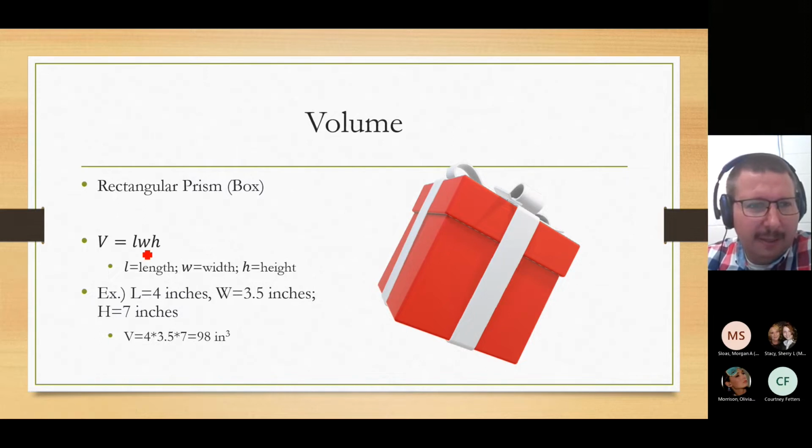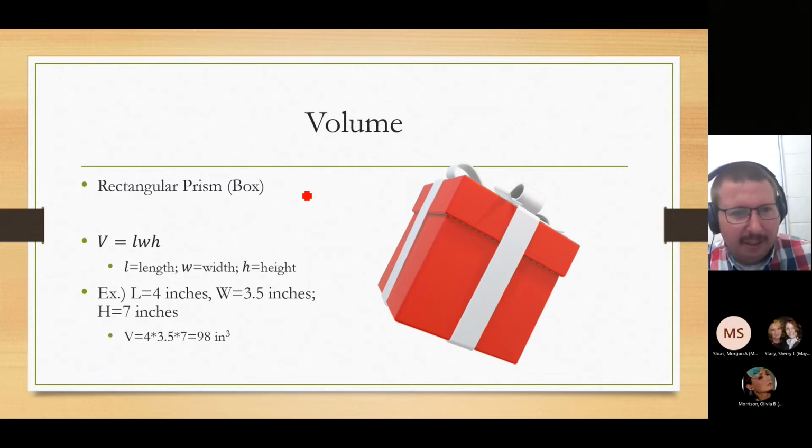This is the formula that you do not have to memorize because they give it to you. It's length times width times height. They'll give you 3 numbers. You multiply them. Doesn't matter what order you multiply them in. Your length, width, and height, you multiply them, and there's your answer. So with this one, I've given you the length was 4, the width was 3.5, the height was 7. Does not matter which order you put them in. You multiply them to get 98 inches.